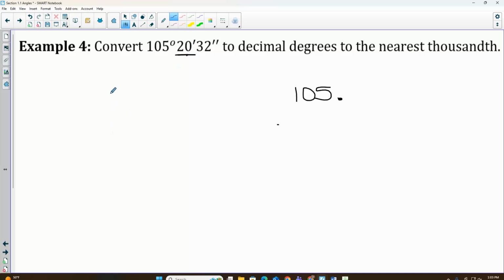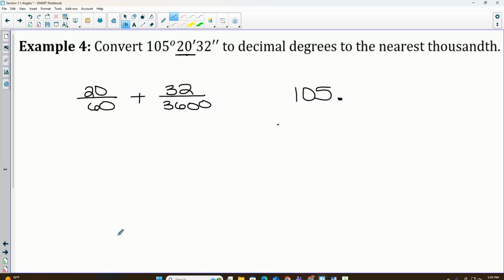So let's talk here. 20 minutes. How many minutes are in a degree? So that's 20 out of the 60 minutes in a degree. All right, I have 32 seconds. I'm trying to turn this into degrees, so we have to think of a jump here. We know that there are 60 seconds in a minute and 60 minutes in an hour. So how many seconds are in an hour for a degree? 3,600. 60 times 60, 3,600. So that's 32 out of the 3,600.